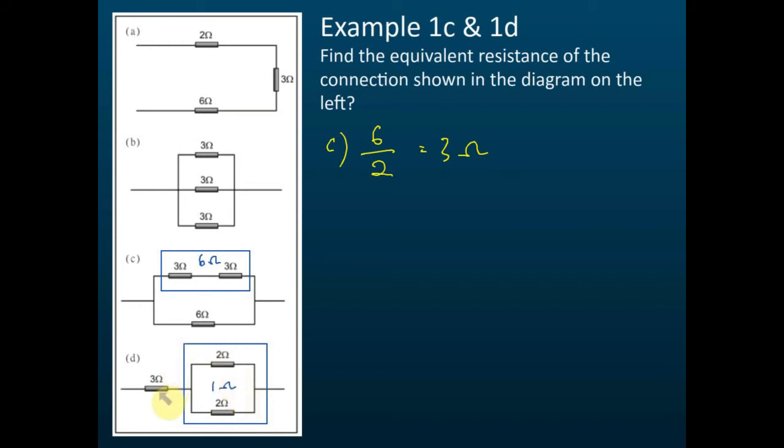And then this resistor is in series with this section. So after we build the section, we assume this section as a big resistor. So this and this are in series now. This is 3 ohm, this is 1 ohm. So what's the effective resistance? R is equal to 3 ohm plus 1, equal to 4 ohm. That's how we find the effective resistance of a combined circuit.